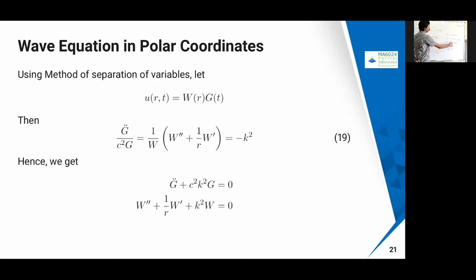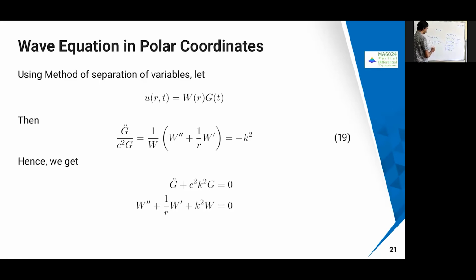Then you are going to get something like (1/w)(w'' + (1/r) w'), where c squared will come, equal to some lambda; lambda I'm going to assume as minus k squared. And then again the same logic: 3 cases you have to take, whether it is a positive case, negative case, etc. You have to define, and then you get lambda equal to minus k squared. Only those will survive.